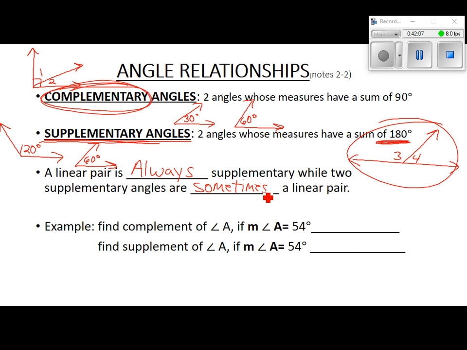Next one, find the complement of angle A. Somebody read this right here to me. Measure of angle A is 54 degrees. How are you going to find its complement? What do you know about complement? They add up to 90. So how are you going to find it if your angle A is 54? 90 minus 54. It's that easy to find the complement of something. Is it 36? 36 degrees.